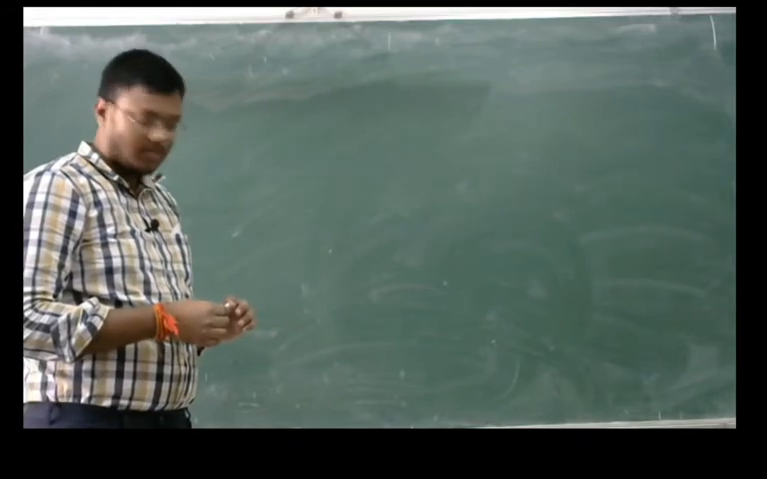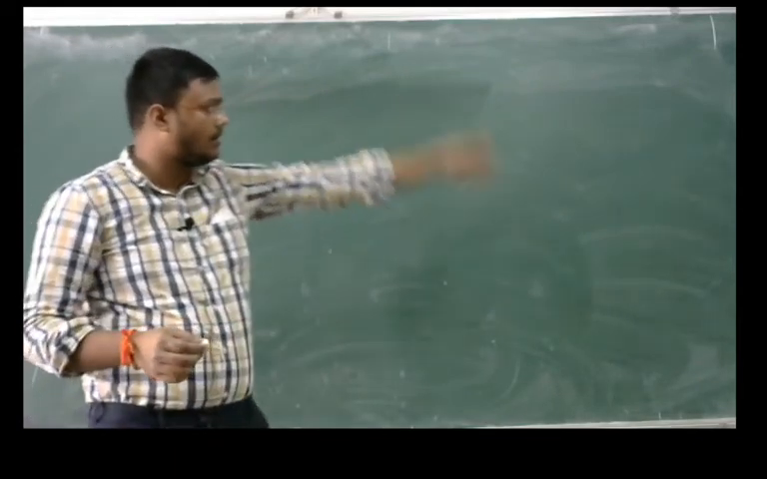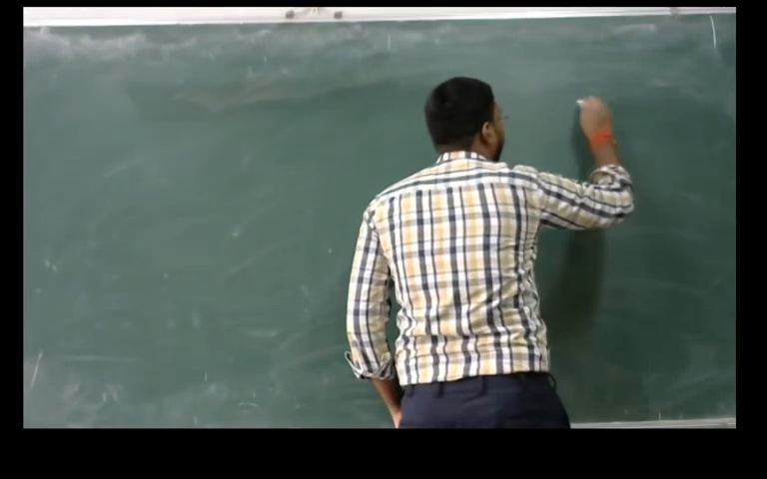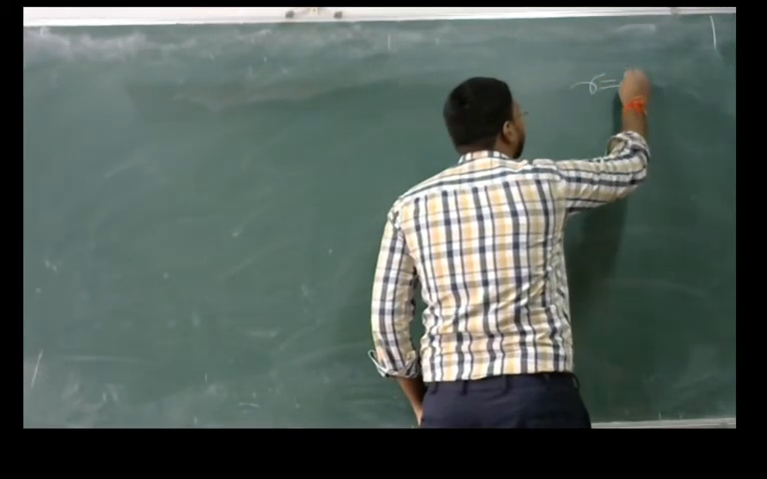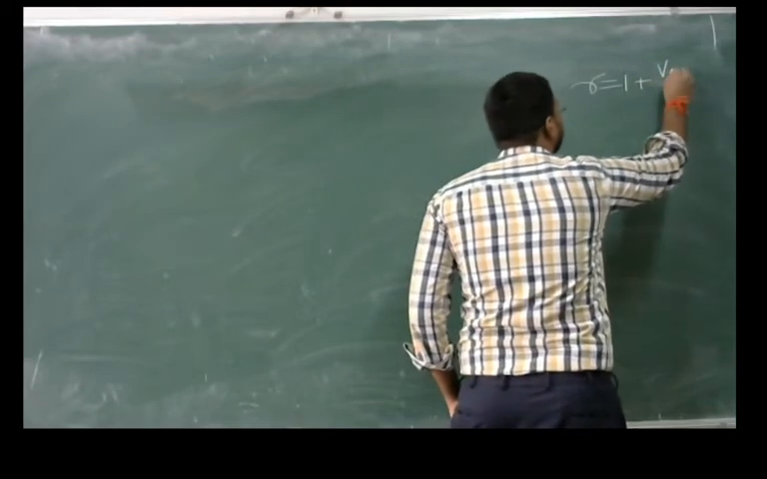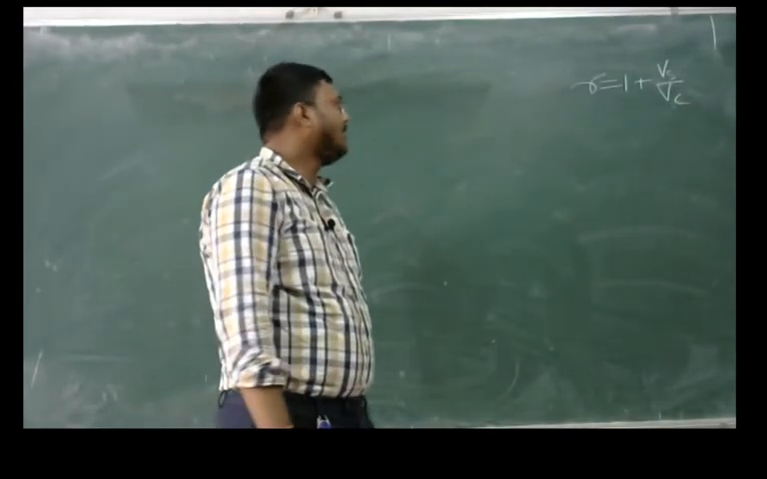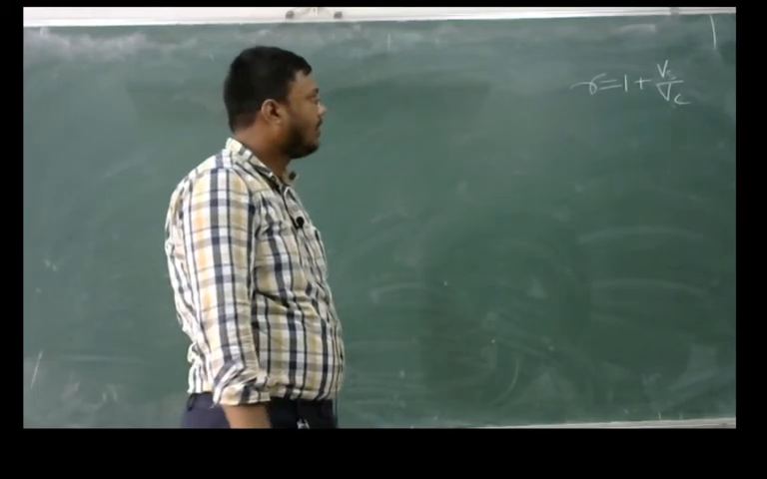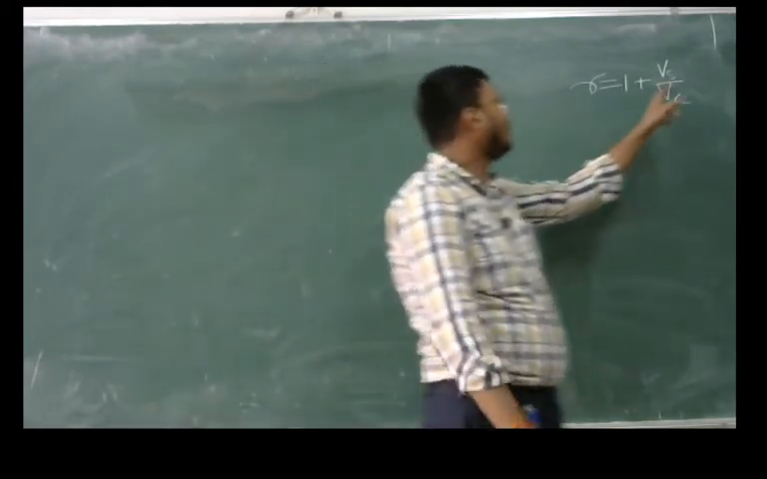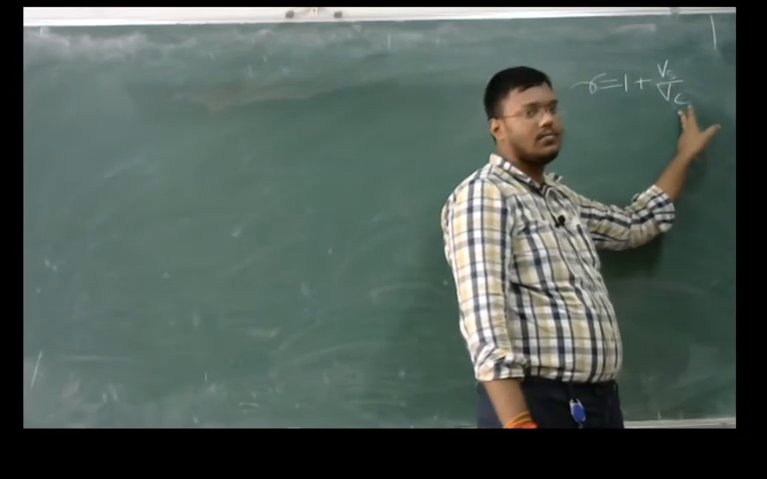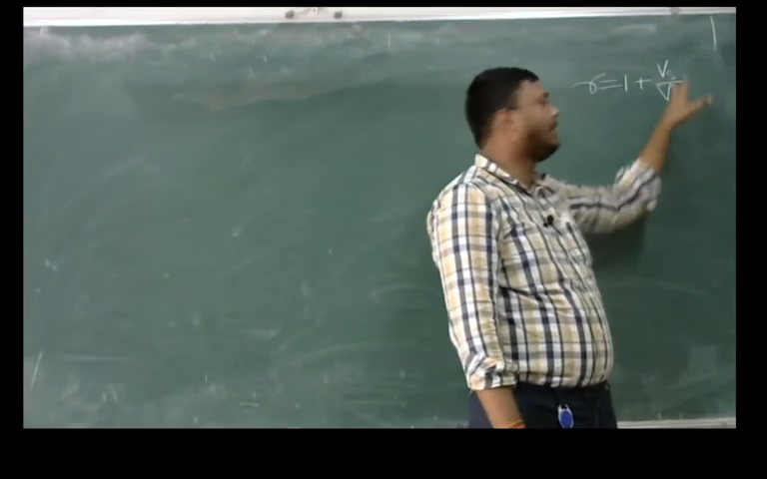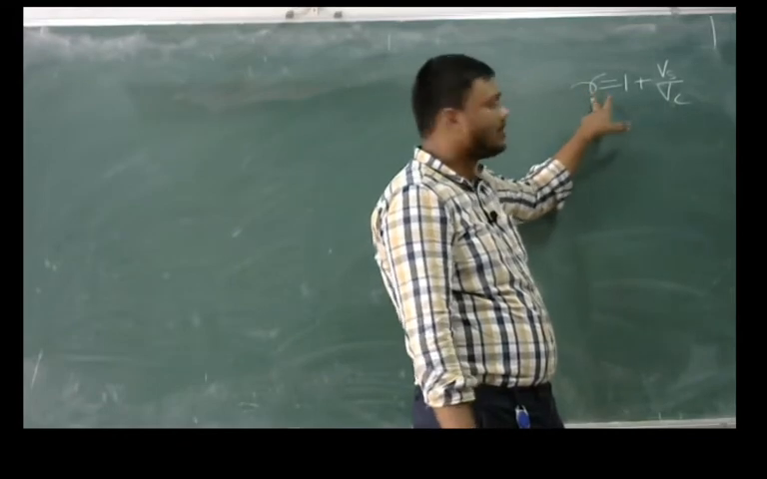The first important formula I am going to write here on the blackboard is the compression ratio R. Compression ratio R is equal to 1 plus Vs by Vc, where Vs is the stroke volume and Vc is the clearance volume. If both these values are given, then we can easily calculate the value of compression ratio R.